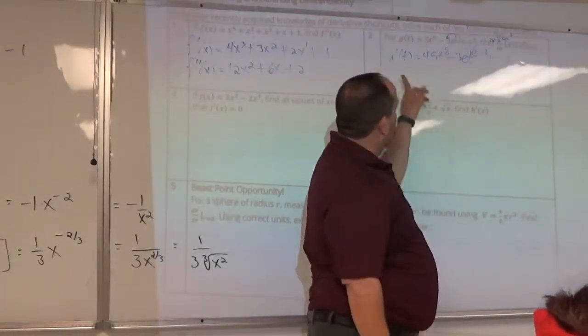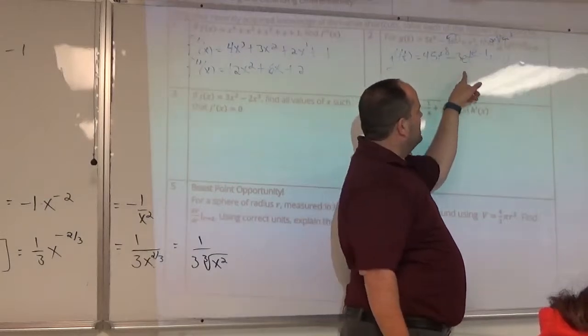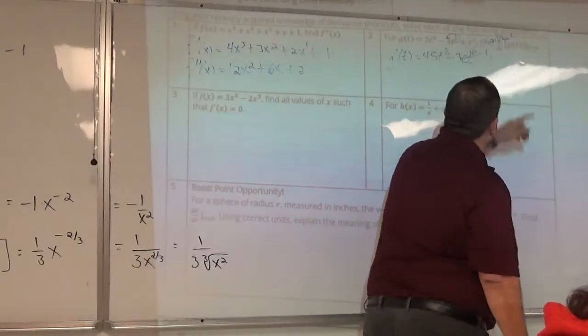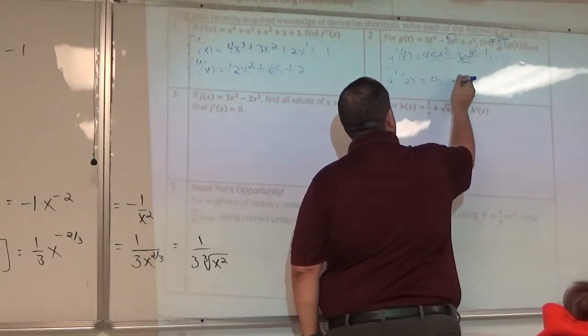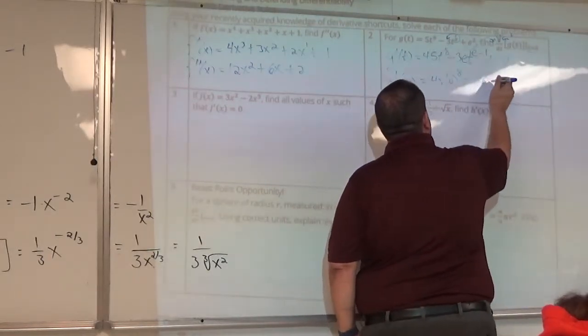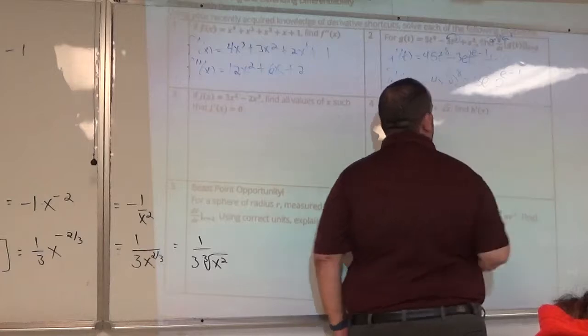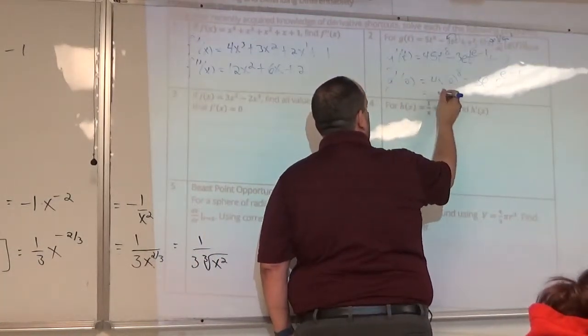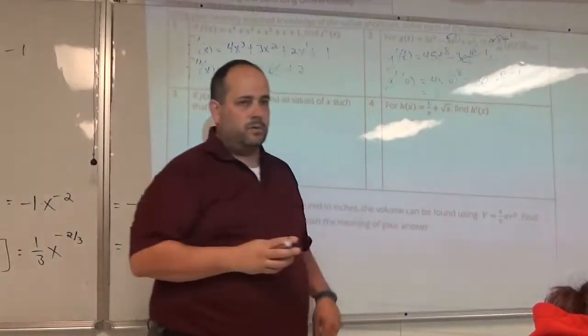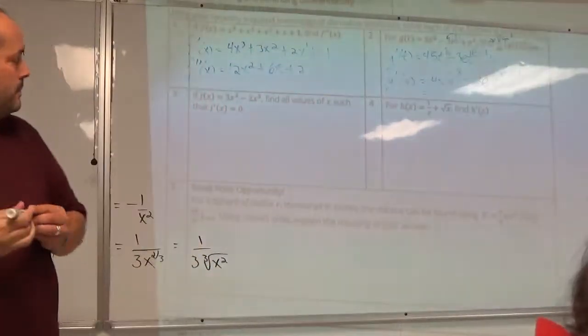So the derivative is 45t to the 8th minus 3e t to the e minus 1 plus e. To find g prime of 0, it's going to be 45 times 0 to the 8th, minus 3e times 0 to the e minus 1. 0 to any power is going to be 0. We just get 0. Done and done.